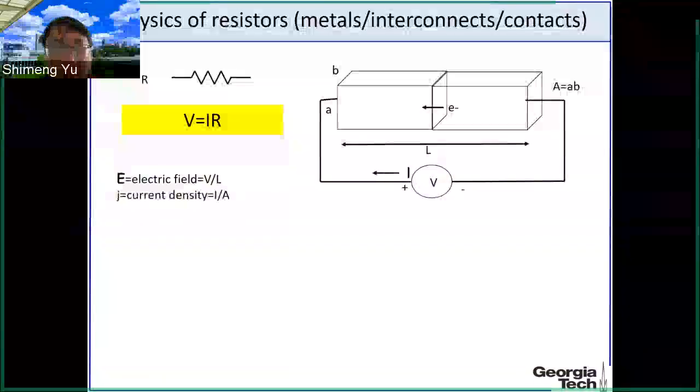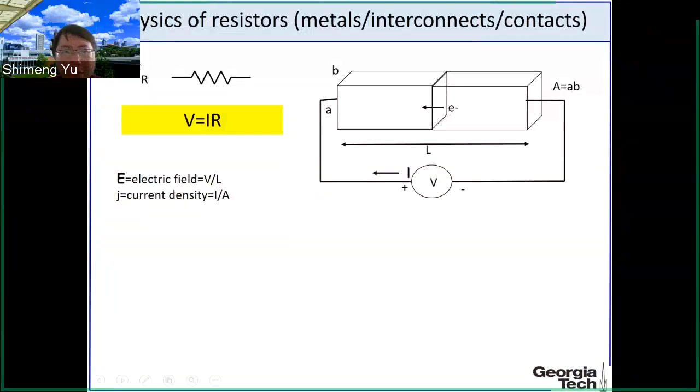Alright, so let's look at the resistor. Maybe from your high school physics, you know that this is the symbol for the resistor. And I assume everybody knows this equation. What is that? This is called Ohm's law, right? So this is your Ohm's law: voltage equals current multiplied by the resistance, V = I R. And we are going to derive some equations in the following slides.